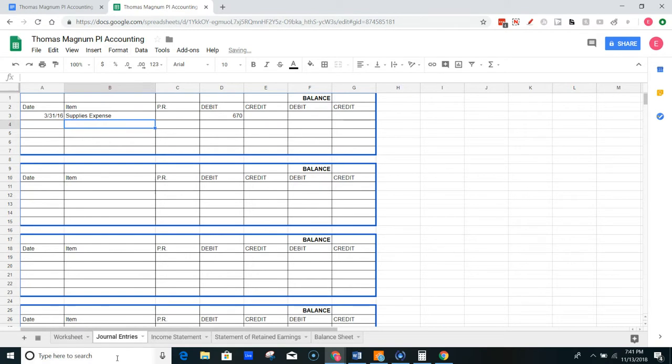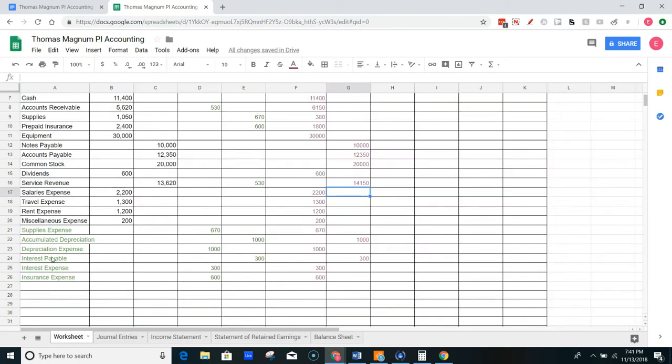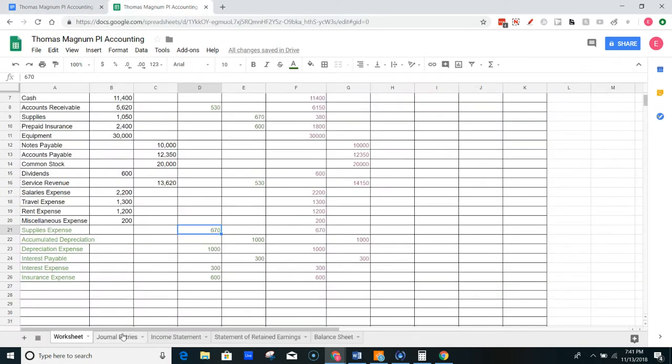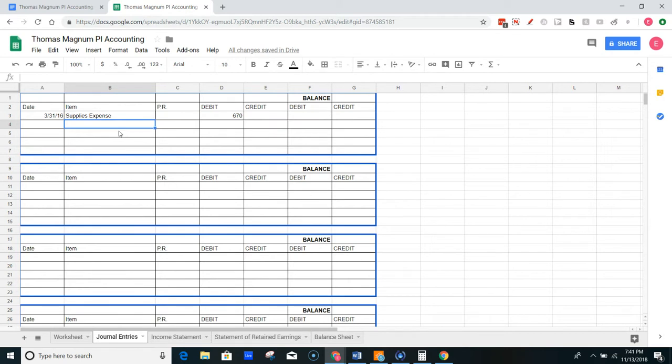Okay, that was my first entry. And you can always go back and check and be like, okay, where's my supplies expense? Yeah, 670, it was a debit, right? And then I took that supplies expense straight from my supplies, right? So here, my credit, I'm going to go ahead and indent this. I've got my supplies, and they're going to be credited $670.